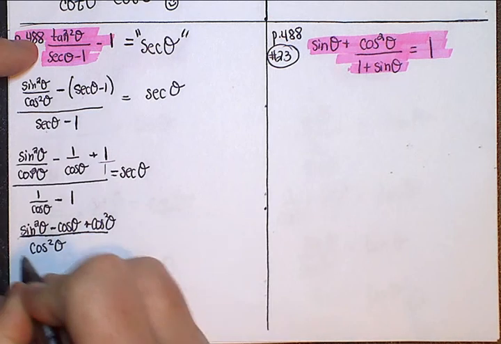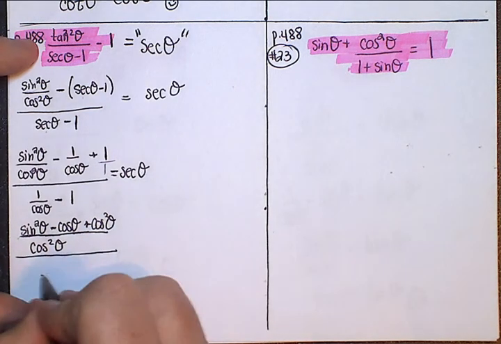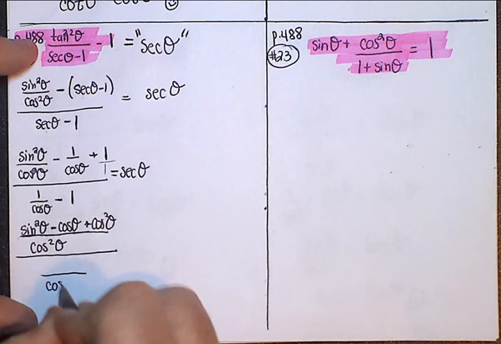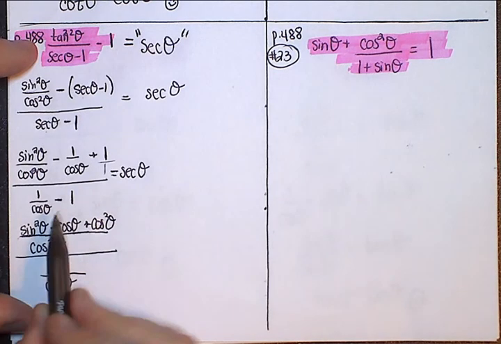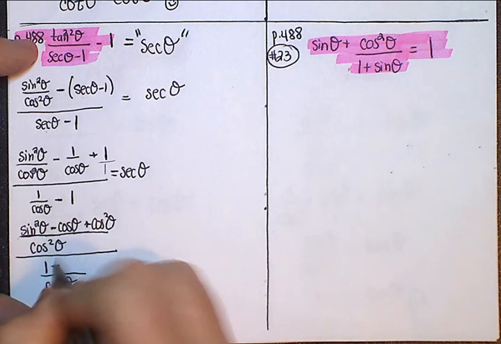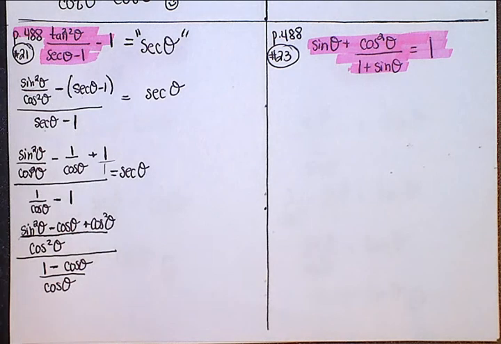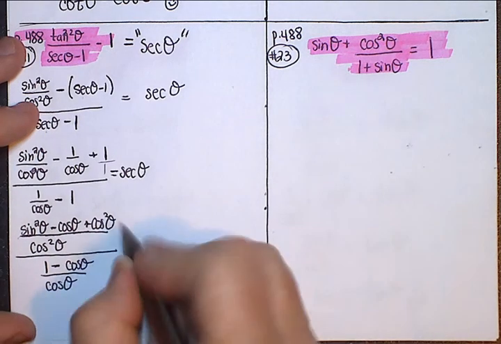And then that's going to be over, this, what I'm going to do is, again, combine fractions. Subtract this, combine it as one term. My common denominator would be cosine. That 1 stays, and this 1 changes to cosine theta over cosine theta. So there we are. And all this is supposed to be secant.